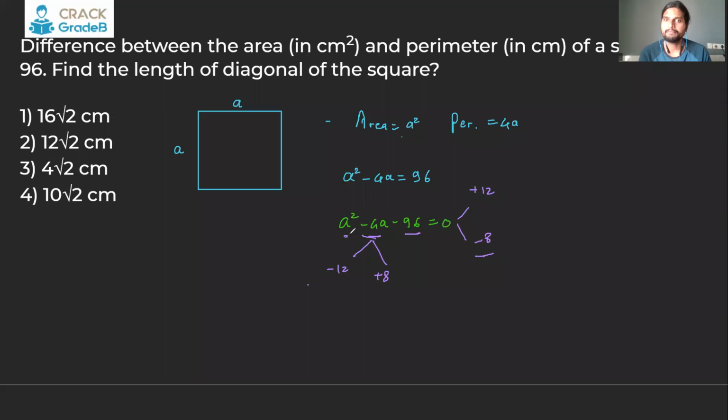Root is minus 8 here, but minus 8 cannot be the value of a because a is the side of the square. It can only be positive. So a has to have only one value, which is 12. If a is 12, you are now asked, what is the length of the diagonal? We already have learned the formula for the diagonal of a square. If side is a, the diagonal is a root 2, means 12 root 2. Option number 2 should be the answer. Easy. Let's see one more.